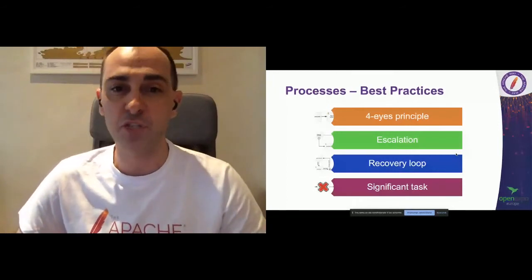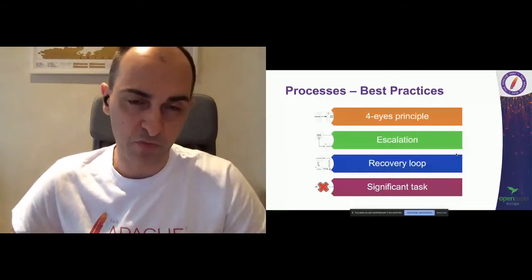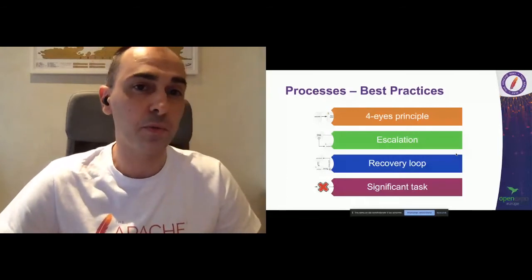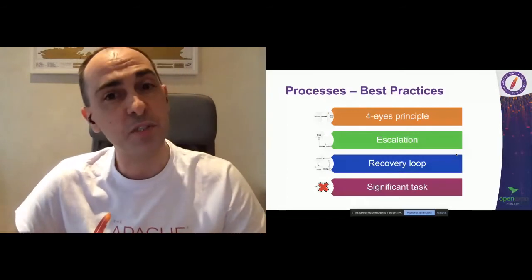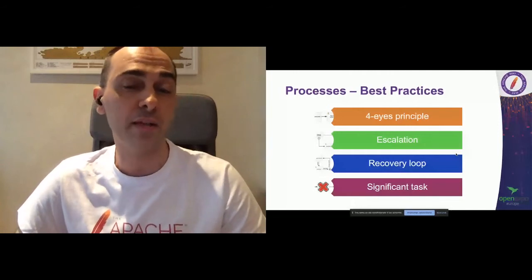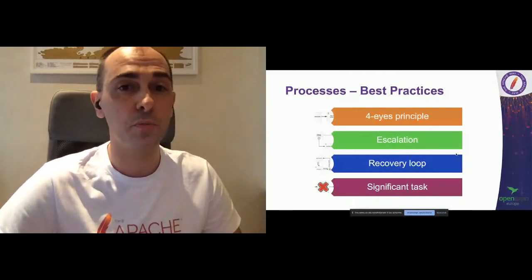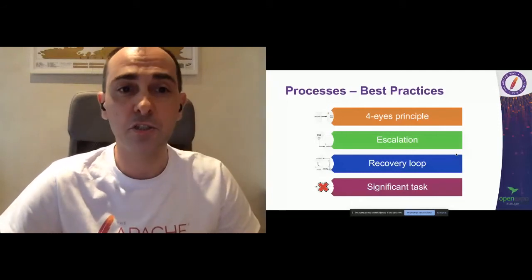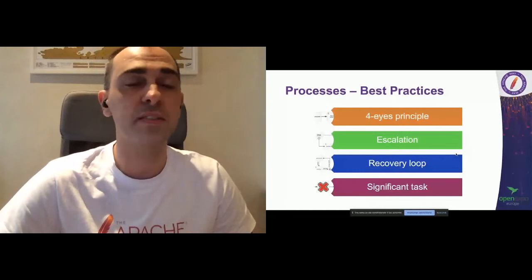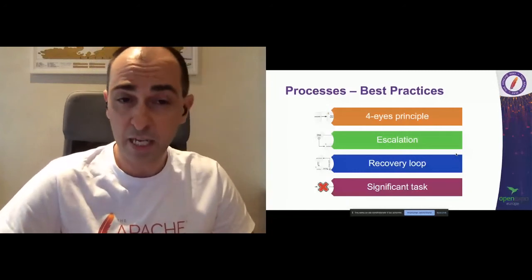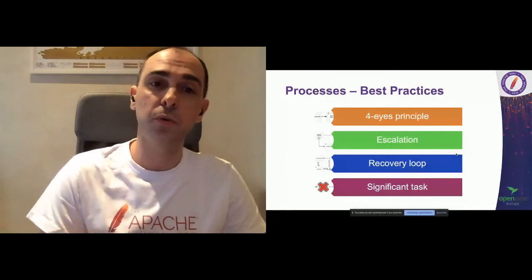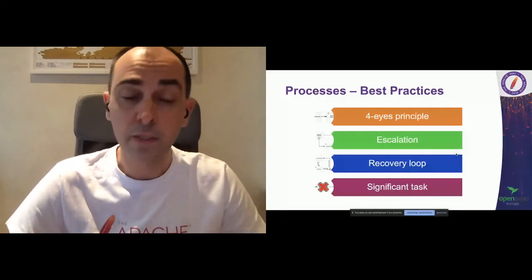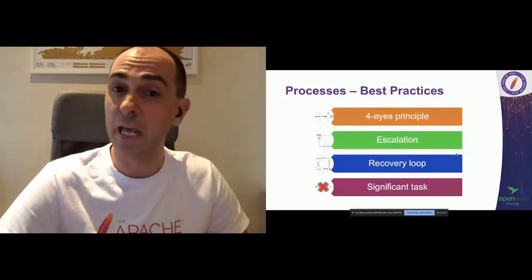In terms of processes, there are some best practices to design the process. Typically, we have these four practices that can help you on designing process. The typical approaches are the four eyes principle. So typically you want that a content should be moderated by two persons. We have the escalation. This means that if a task is taking too long, you want some kind of escalation. The task should be assigned to another user that could take care about this delay, for example.